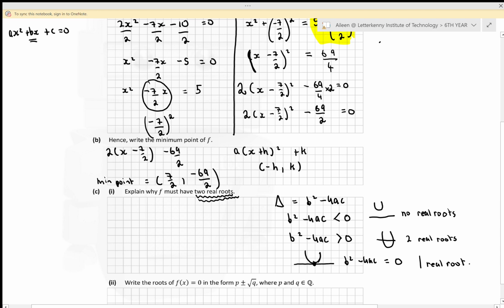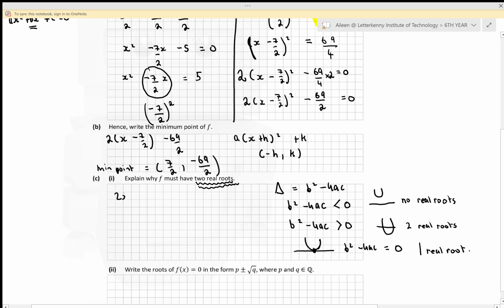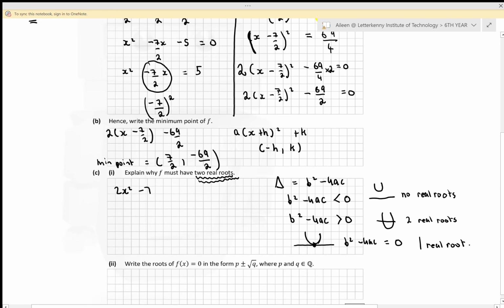Okay, so let's figure out how this function has 2 real roots. Our function is 2x squared minus 7x minus 10. Let's find our value for our discriminant, where a is the coefficient in front of the x squared, b is the coefficient in front of the x, and c is the coefficient that's on its own. Our discriminant here, b squared minus 4ac, is equal to minus 7 squared minus 4 times 2 times minus 10. Let's multiply this out. This gives me 49 plus 80. And 49 plus 80 gives me 129. This value is greater than 0, so our discriminant is greater than 0, and therefore I have 2 real roots.